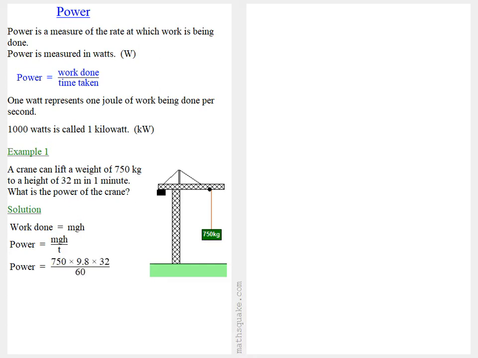In this case, m is 750, g is 9.8, and h is 32. The time taken is 60. So that works out, the power is 3,920 watts. So our answer is the power is 9.32 kilowatts.